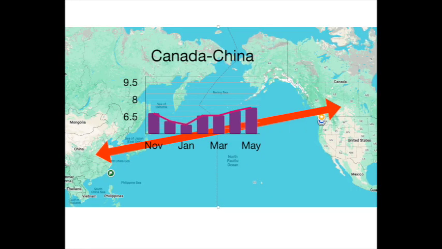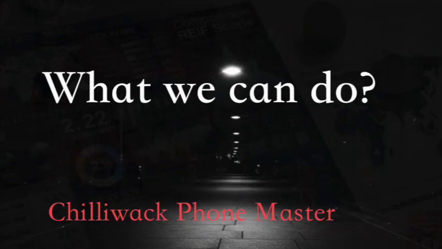How about Canada and China? Their trade volume increased from last year November to this year May, but only by 1 billion or 2 billion, that's all. So compared to the loss from the United States, it's very difficult to cover that. But what can Canada do? Okay, we can follow something else. So that's the solution I would like to tell everyone about.